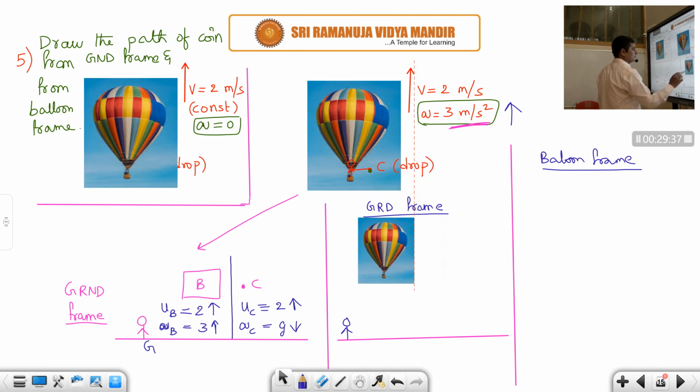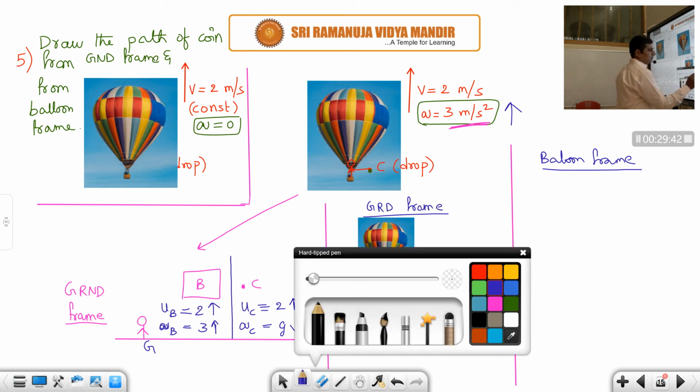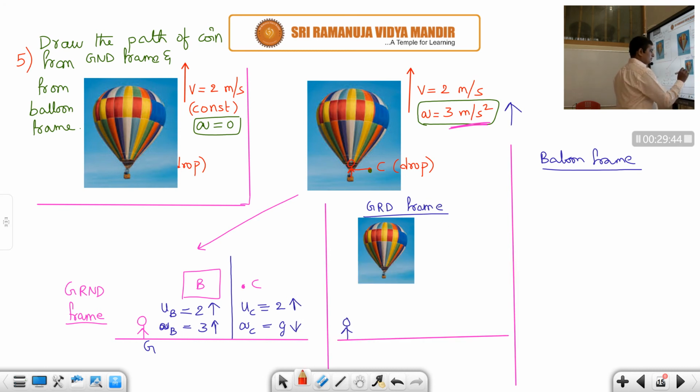Okay, so now see here. Now when you stand on the ground and observe the stone, a person has released a coin here. Okay, students. So now we want the values, the velocity of this coin and acceleration of this coin with respect to ground. Velocity is basically 2 upwards. And what is the acceleration of the coin with respect to ground? That is g downwards.